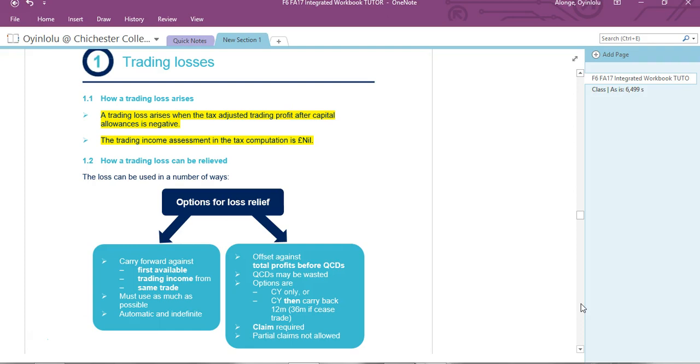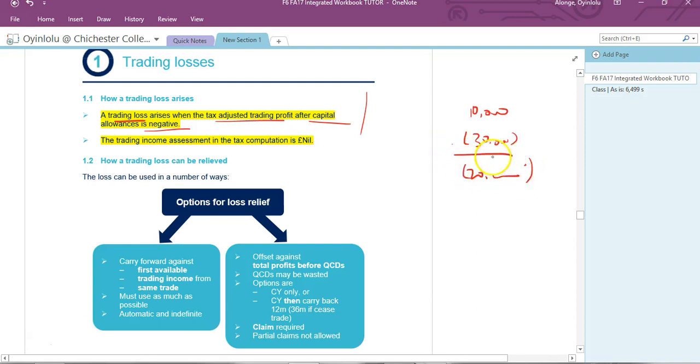Think of companies as big lobby groups, so they're able to do a bit more than sole traders, if that helps. Okay, great. So a trading loss arises when they tax adjust the trading profit after capital allowances. We don't use capital allowances here. I don't think you're examined so much on it. I think you just have to know that you can use capital allowances, you can, if you like, defer capital allowances. But for now, assume, for example, you made an adjusted trading profit of 10,000 and your capital allowances were 30,000. So that could take you into a loss of 20 grand. So that's what we're talking about here.